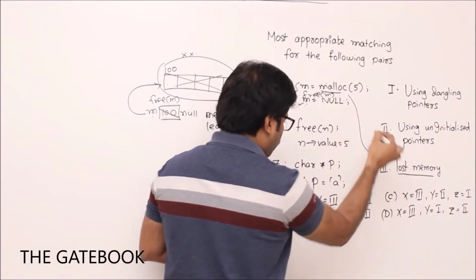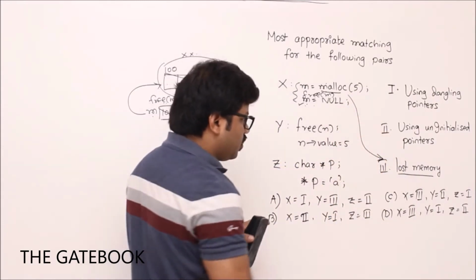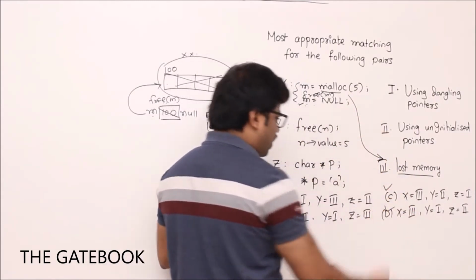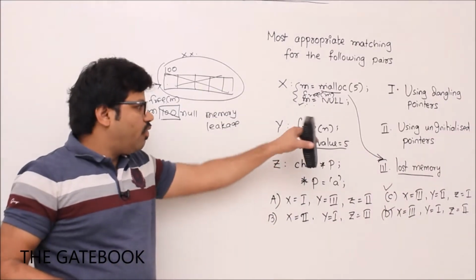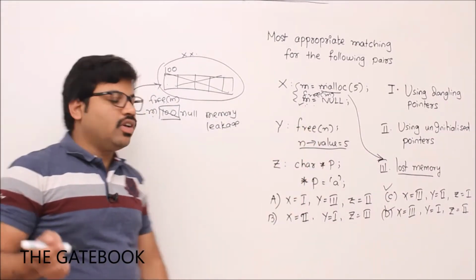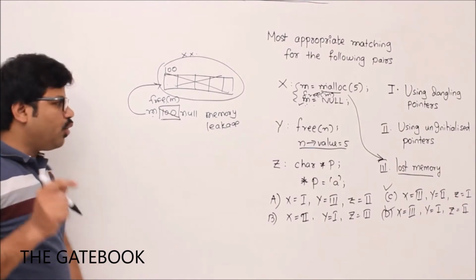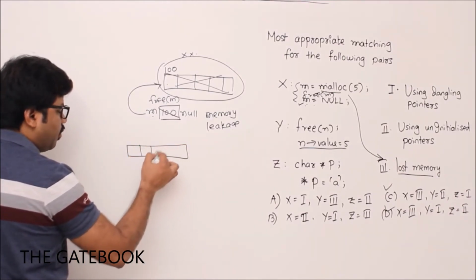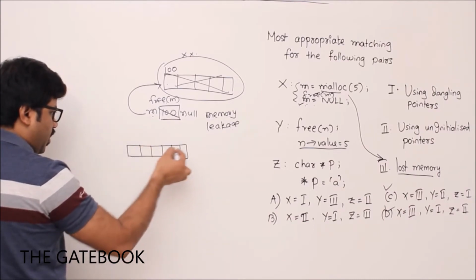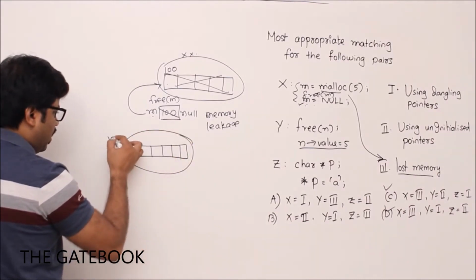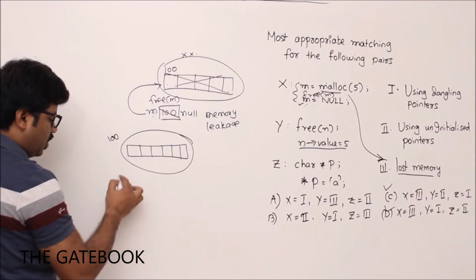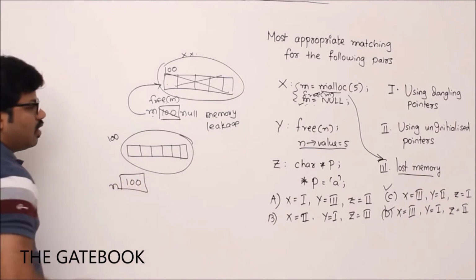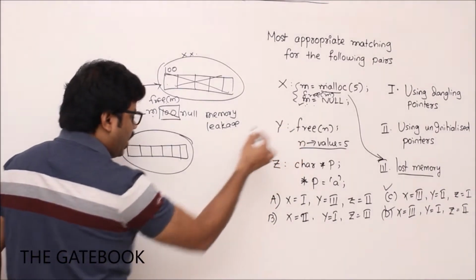So x is mapped to 3. Let's try. So either C or D is the correct answer. We'll see y. Y is free of n followed by n cap value 5. You should understand one thing. Whenever we are doing free, before that there should be some dynamic allocation. Let's say this is the dynamic allocation. Starting address is 100 and you are holding that starting address. Then suddenly free of n happens.